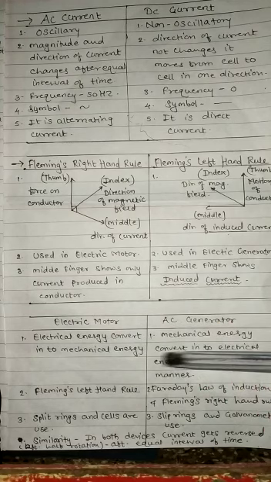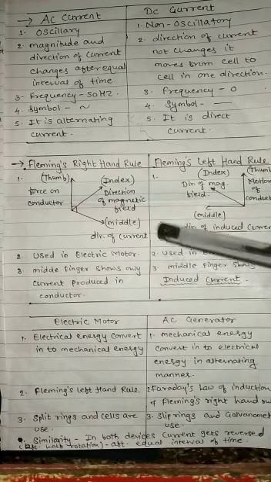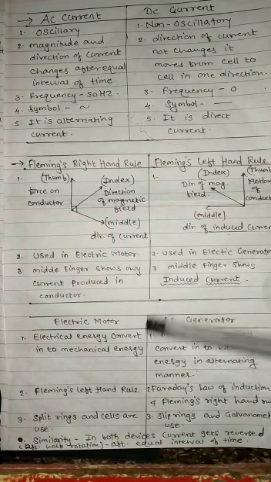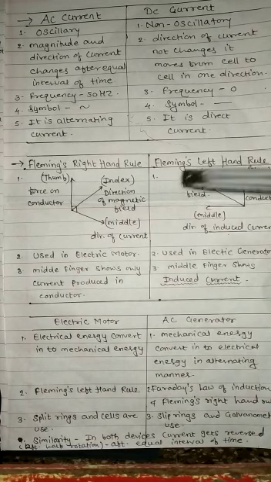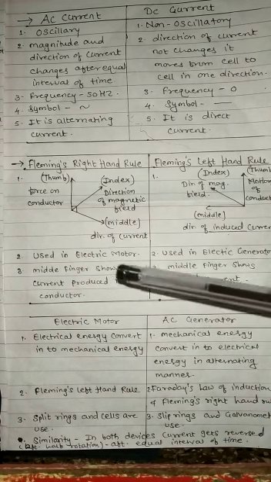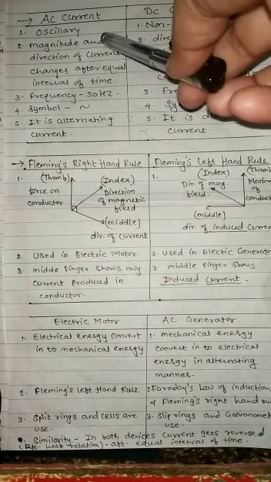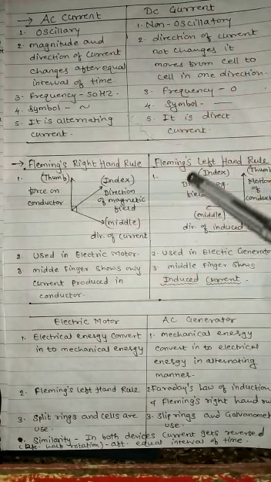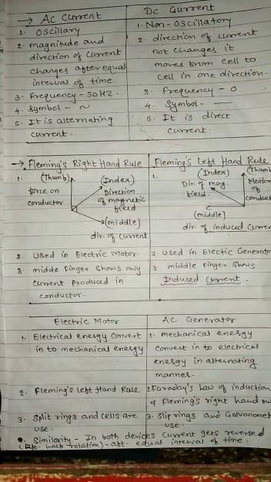But what is the similarity in both the devices? The similarity is that in both devices the current is reversed after a particular interval of time, after a half rotation. This is a similarity between electric motor and AC generator. In this way, children, today we learned about the working of an AC generator, the working of a DC generator, and some differences: AC current and DC current, Fleming's right hand rule and Fleming's left hand rule, then electric motor and AC generator. Thank you.